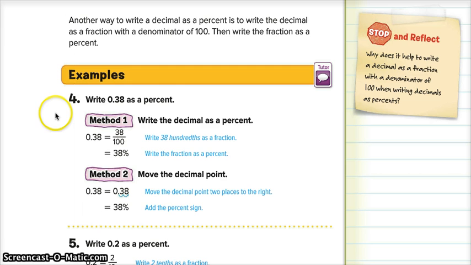If you take a look at example number 4, it says to write 0.38 as a percent. So right away, I would say 0.38 is 38 hundredths. Here you go, 0.38 is equal to 38 hundredths, which is then equal to 38%. Method 2 is moving the decimal point 2 spaces to the right so that you get 38%.